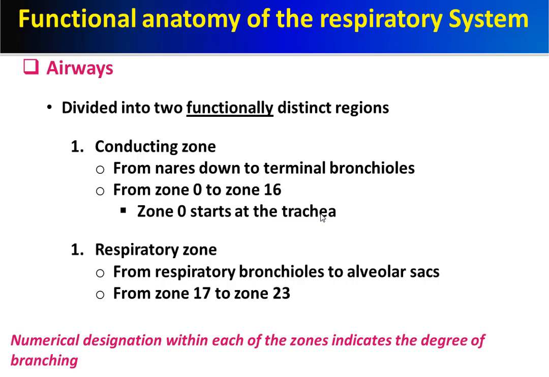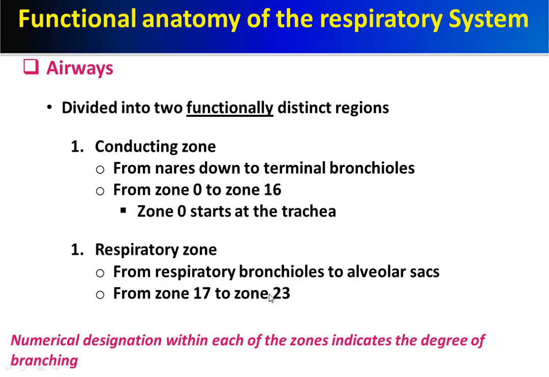And then the bronchi divide to give rise to bronchioles. The bronchioles divide to give smaller bronchioles, and then we have the terminal bronchioles. After the terminal bronchioles, we have the respiratory bronchioles, where alveoli start to appear. Then the respiratory bronchioles keep on dividing and give the alveolar sacs. So from zone 0 up to zone 16 is the conducting zone. Zone 0 is the trachea, zone 16 the terminal bronchioles, and zone 17 is the beginning of the respiratory bronchioles, up to zone 23.